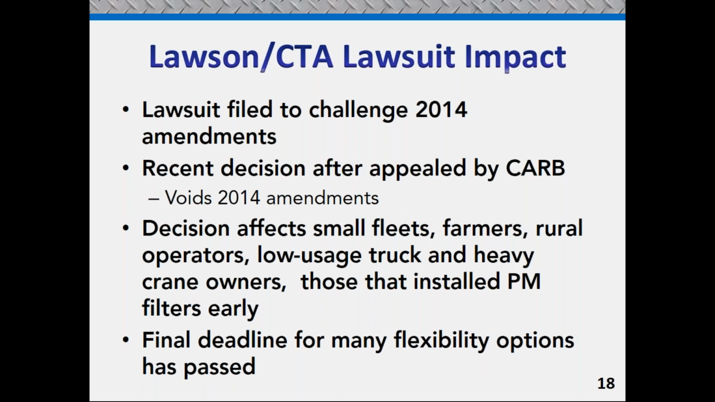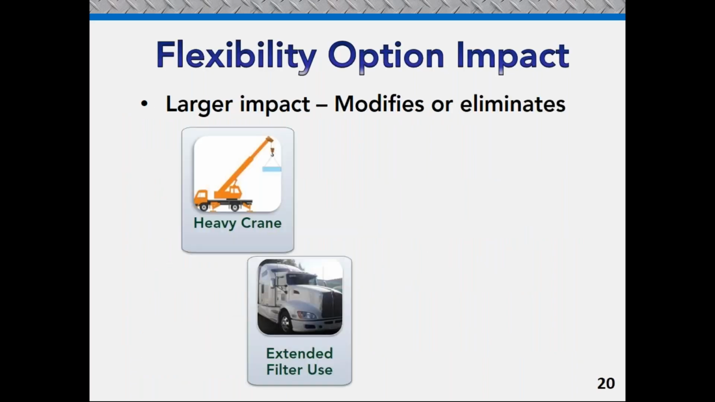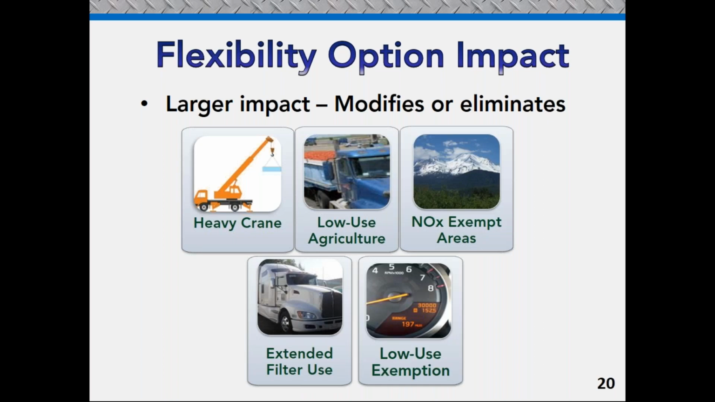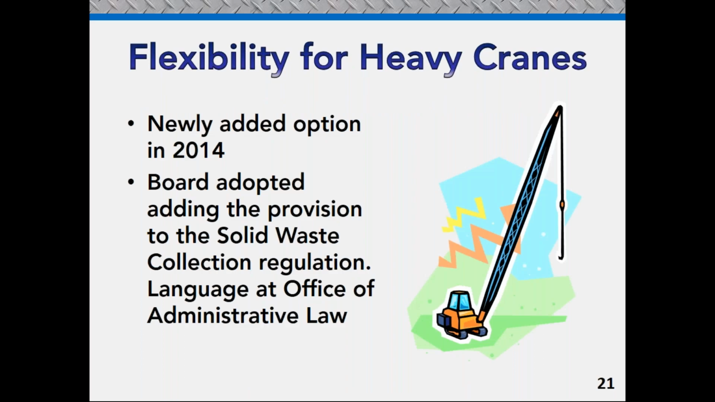And what it really did is it voided all the 2014 amendments. Now, for most people under the rule, that should not have had any tremendous impact, but there were a few small things that happened related to that. The larger impacts were shown under these particular provisions: heavy cranes, low use ag, Knox exempt areas, extended filter use, and low use exemption. So I'll go through each of those.